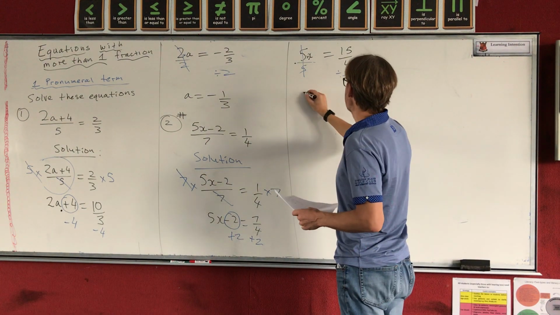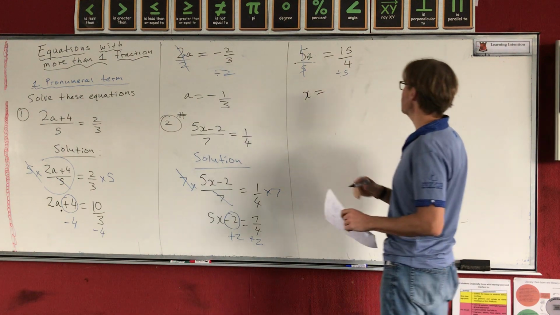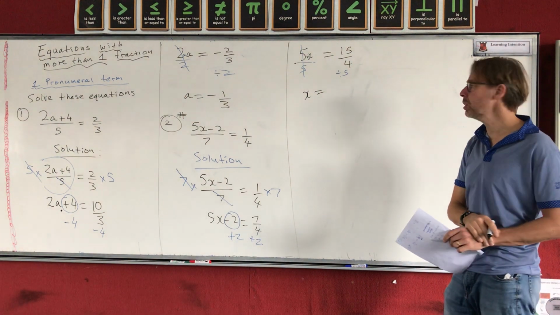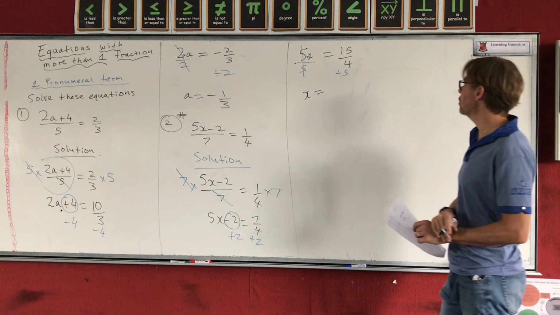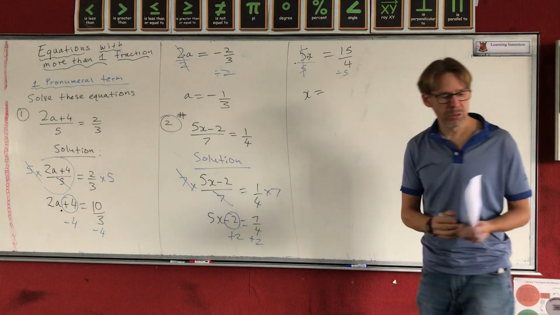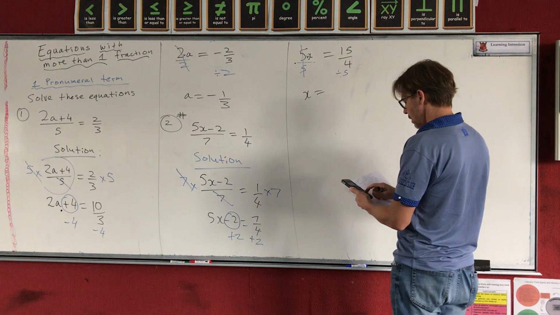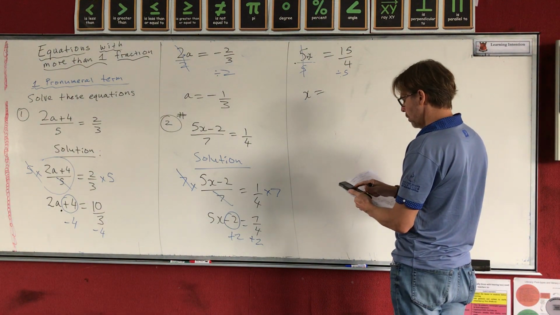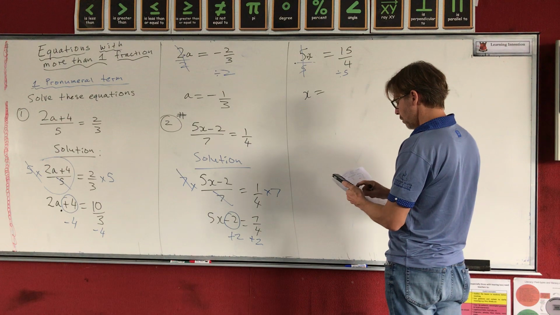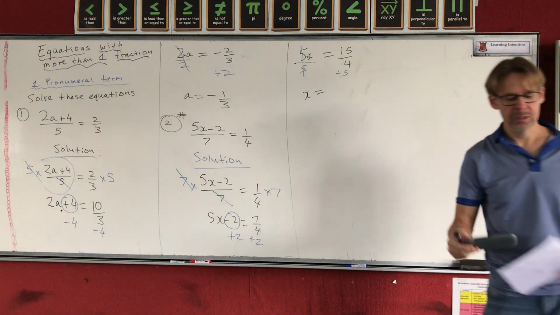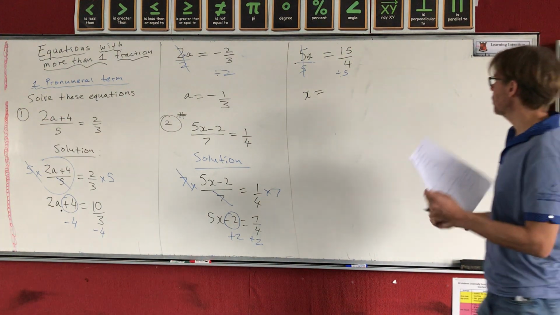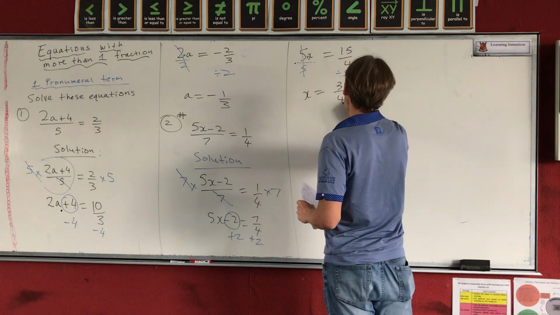And x is equal to 15 on 4 divided by 5. Use your calculator for that as well. That should be 15 on 20, which is 3/4. Let's just do that on the calculator. 15 over 4 divided by 5. 3/4. Okay. So, 3/4. There we go. That's your answer. How did you go?